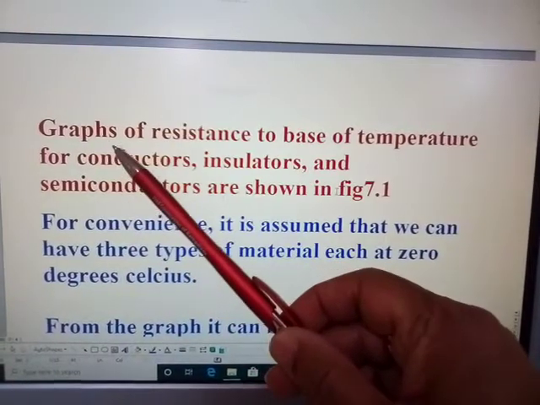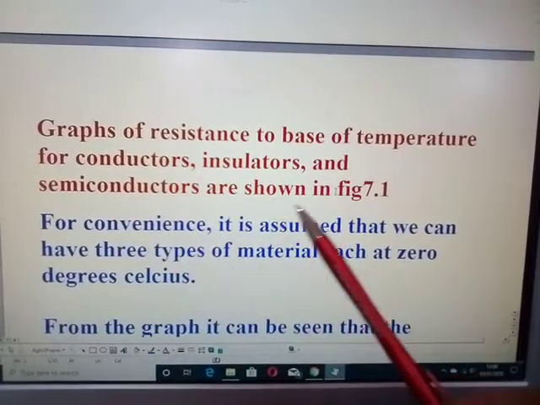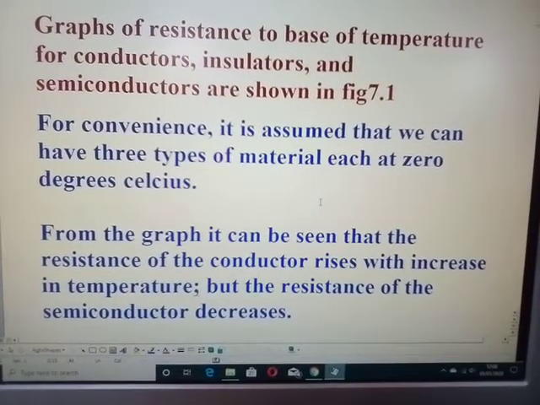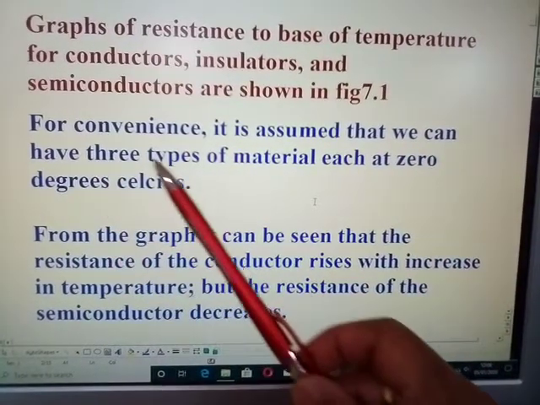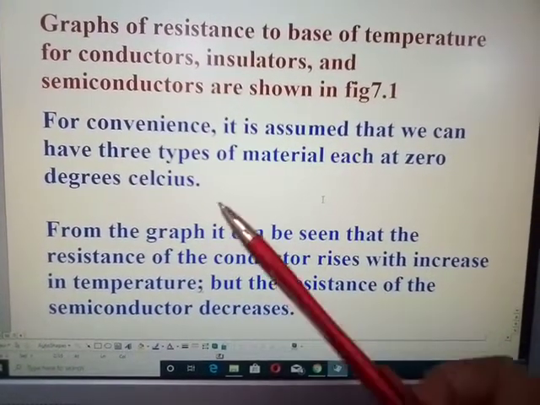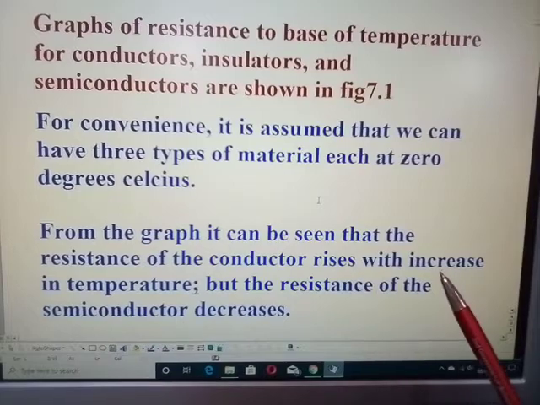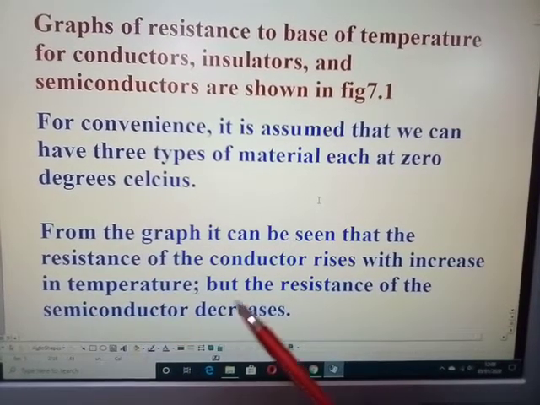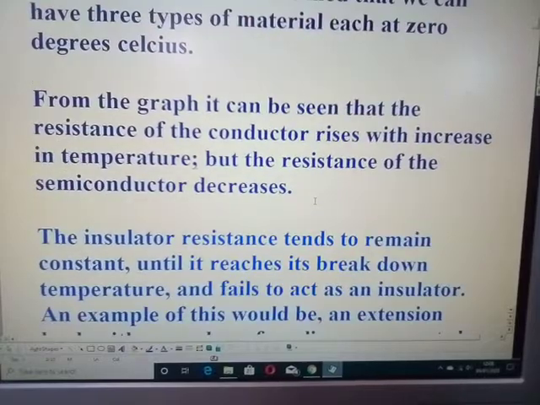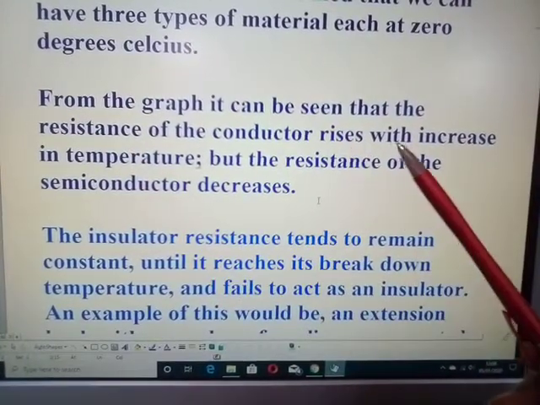Now, graphs of resistance against temperature for conductors, insulators, and semiconductors are shown in figure 7.1. For convenience, it is assumed that we have three types of material, each at 0 degrees Celsius. And please note, purely for convenience, okay? From the graph, it can be seen that the resistance of the conductor rises with increase in temperature, but the resistance of the semiconductor decreases.